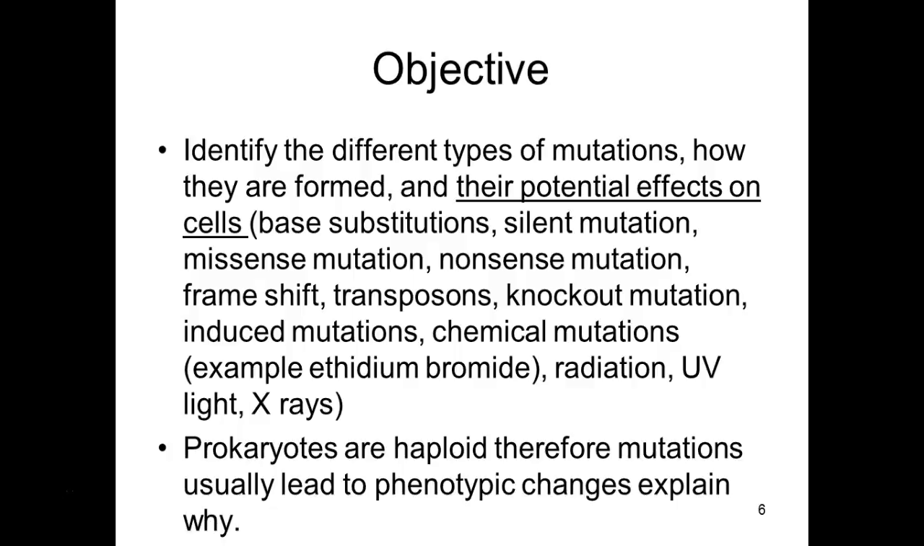Explain why. So let's first define some terms that you may not recognize from previous biology. Anyone know what haploid means? Nope. One. We are two. Eukaryotes are what's called diploid. We have two what?